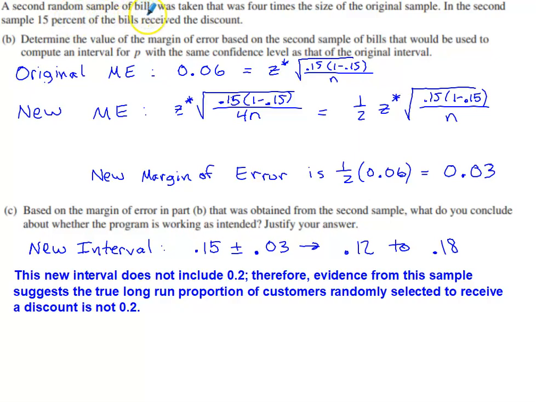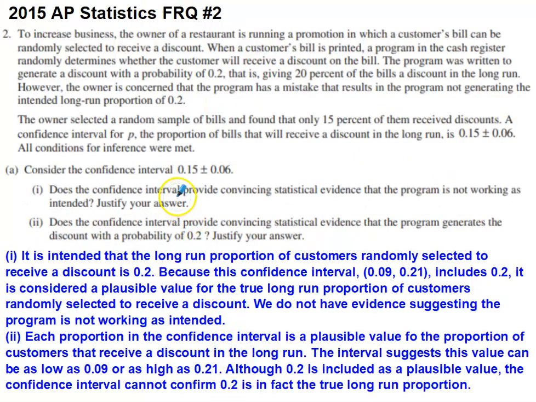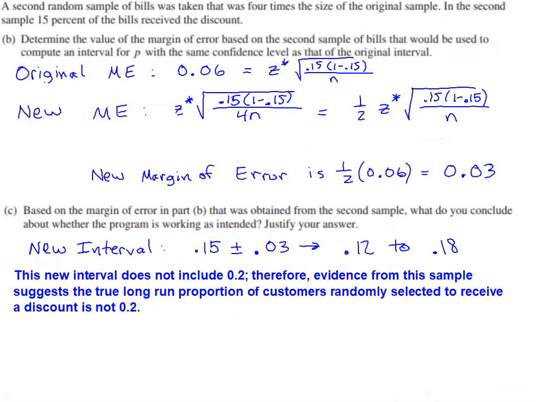We go with a second random sample of bills, and it was 4 times the original sample size. In the second sample, we also had 15% of bills that received the discount. The reason why I said also is because if you think about this original interval, this is the point estimate or the sample proportion from the original interval. I guess they said that back here as well. But we have the same proportion of bills that received a discount in the new sample as the original sample.